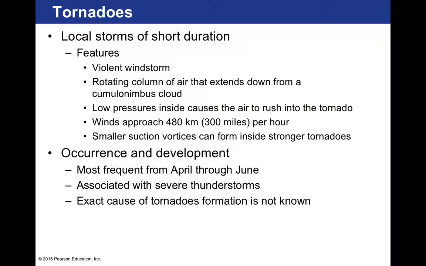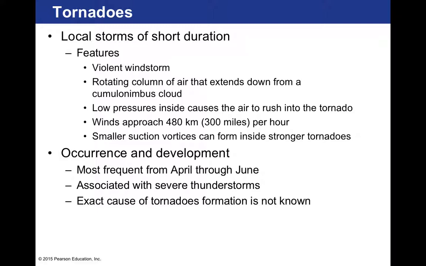So tornadoes. These are local storms of short duration. They usually feature a violent windstorm, rotating columns of air that extend down from a cumulonimbus cloud, and the low pressure inside causes the air to rush in the tornado. And winds could approach 300 miles per hour in a tornado. And these smaller suction vortices can form inside stronger tornadoes as well. And these occur most frequently in the months of April through June, and they're also associated with severe thunderstorms.